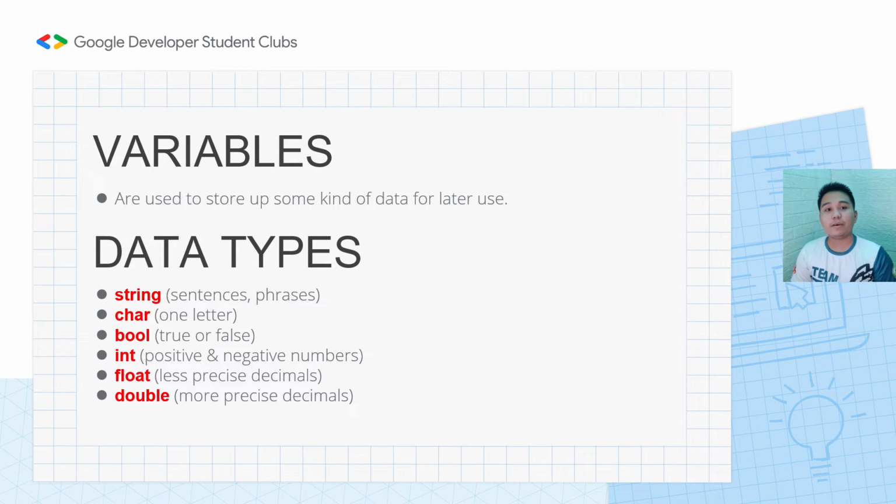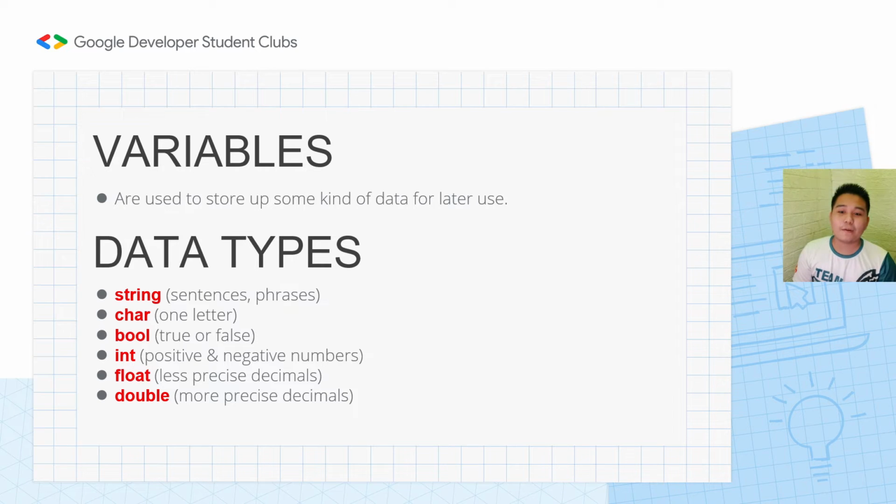So, just like in mathematics, variables x, y, z, they have a letter that stores some kind of data. For example, Google Developers Club. It takes a long time to type, so you can just put it as the letter G. Okay? So, that is G. Letter G is equal to Google Developers Student Club.